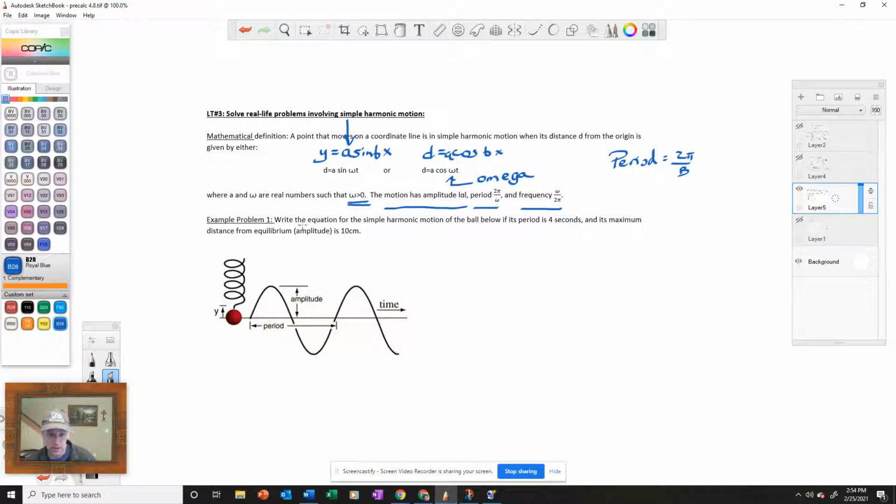Write the equation for the simple harmonic motion of the ball below. Its period is 4 seconds, and its maximum distance from equilibrium is 10. In other words, this distance right here, aka the amplitude, is going to be 10. That's its maximum distance from equilibrium. Equilibrium is right here. So it bounces up, then it bounces down, then it comes back to equilibrium, it bounces up and bounces down, and so on.